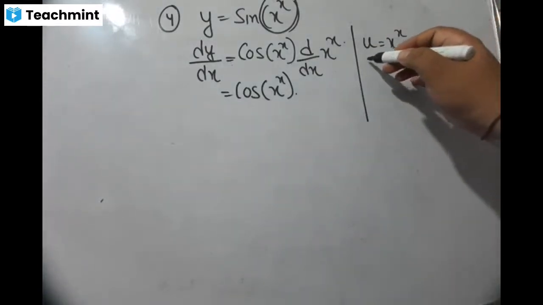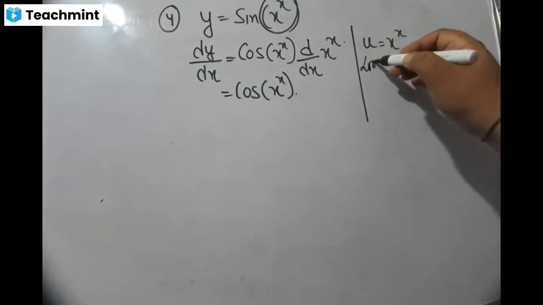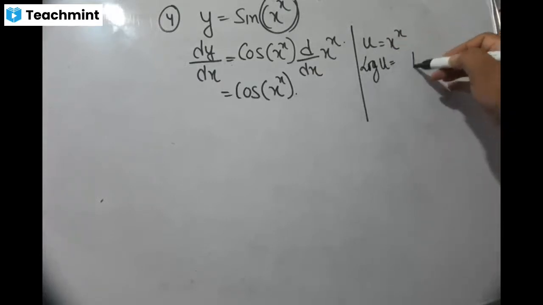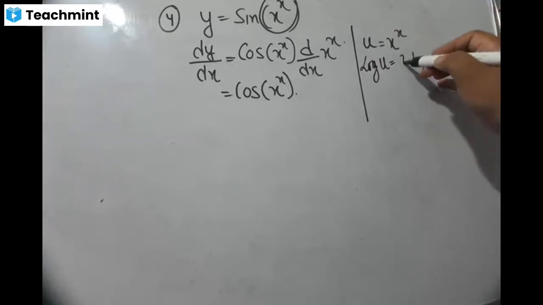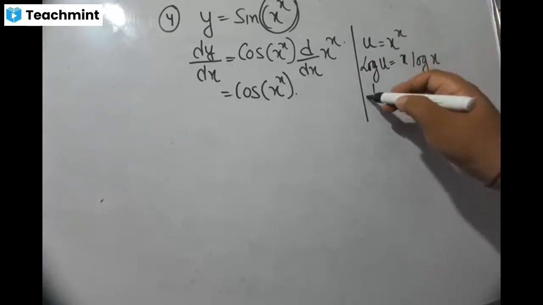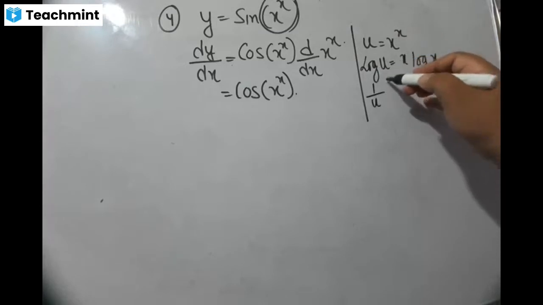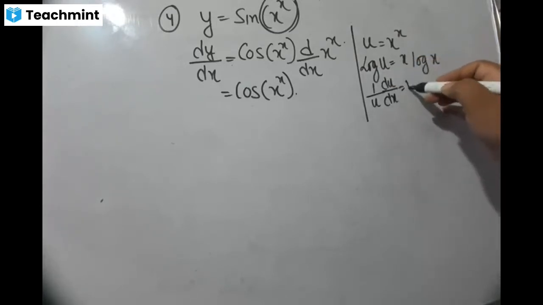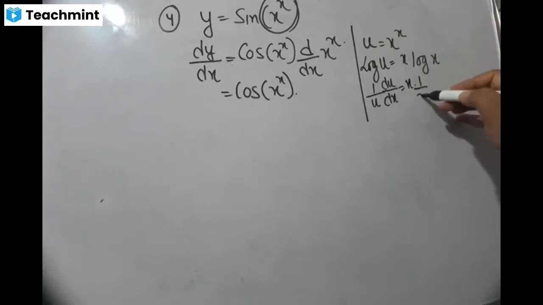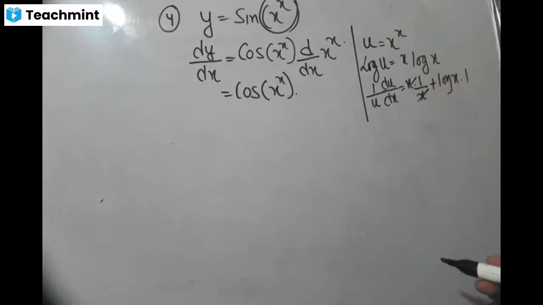So when you apply log, what do you get? log u equal to log x to the power x. So the x comes in front. So derivative of log u is 1 by u, but this is u. So du by dx. Product rule, x, derivative of log x is 1 by x plus log x into derivative of x is 1. So x and x get cancelled.